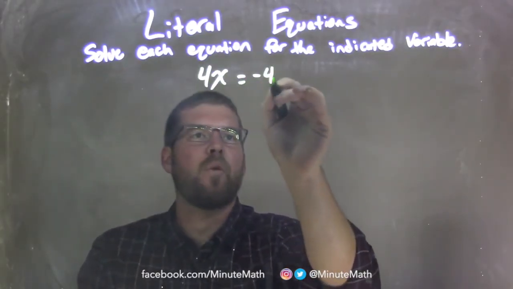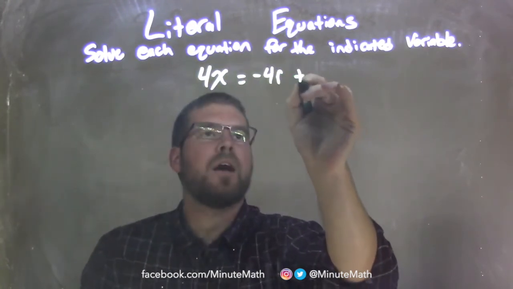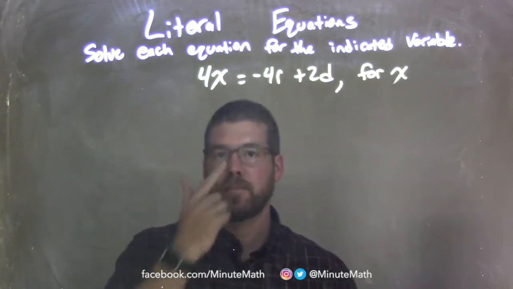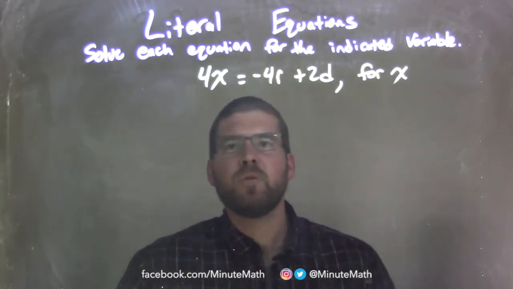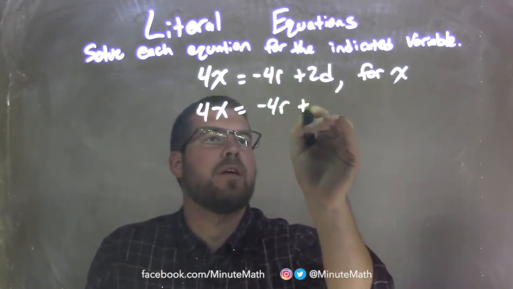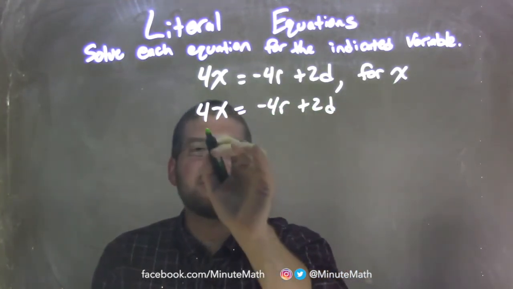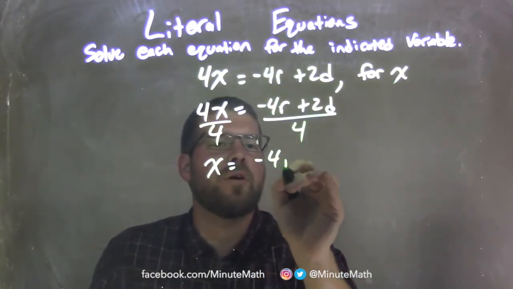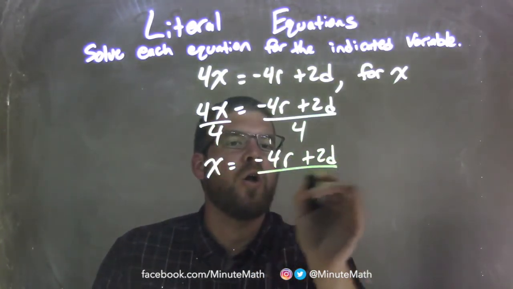4x equals negative 4r plus 2d. And we're going to solve that for x. Okay? Well, this one's pretty simple. I'm going to rewrite this: 4x equals negative 4r plus 2d, so then I can solve it. I'm just going to divide by 4 to both sides. And I'm left with x equals negative 4r plus 2d, all over 4.